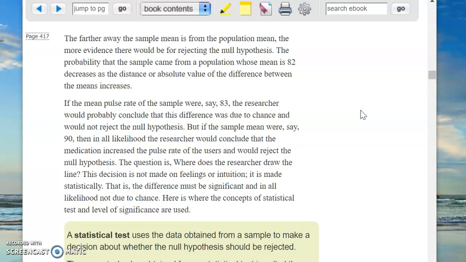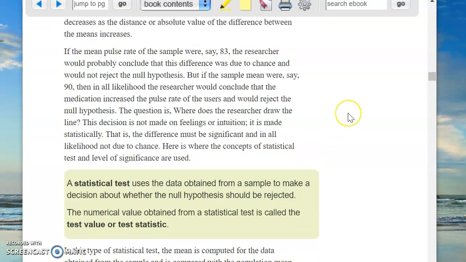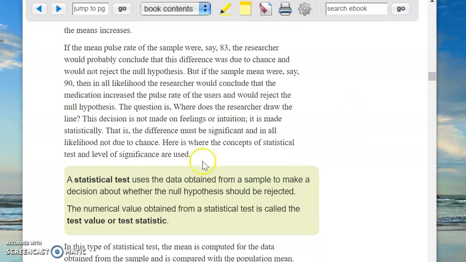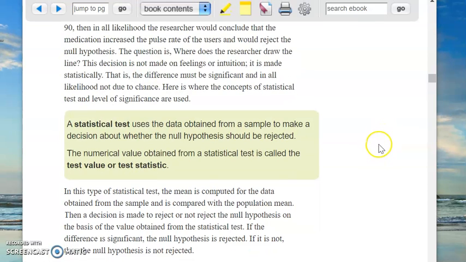That's 83, and the average is 82. Close enough for government work, right? Let's say it's 90. Then you say, gee, that seemed like that did increase the pulse rate. Okay, but is that scientifically sound? The question is, where does the researcher draw the line? Where do you decide? You don't decide based on intuition. You don't decide based on anecdotes. You have to have actual test data.